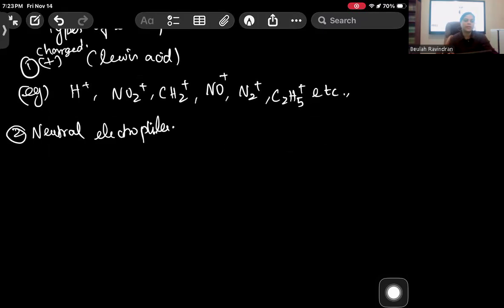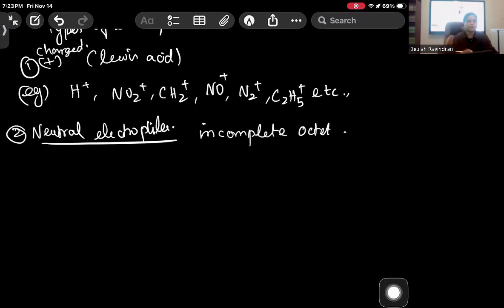What are the neutral electrophiles? Electron deficient molecules having an incomplete octet. We know that electrophiles means an electron deficient center or electron deficient molecule, right? They are electron deficient molecules having an incomplete octet. This is also a kind of Lewis acid.